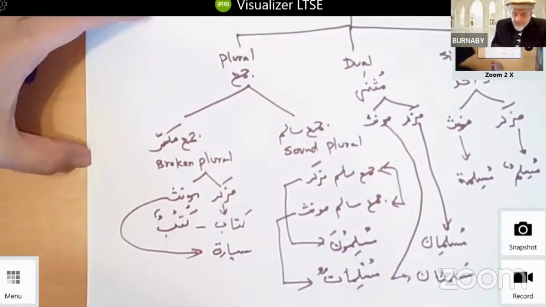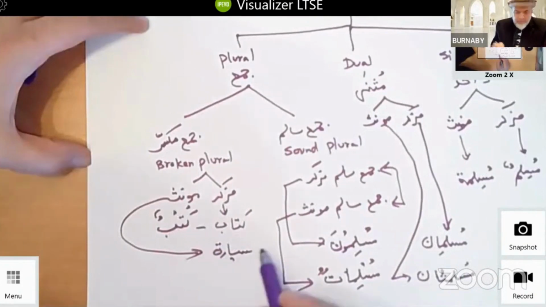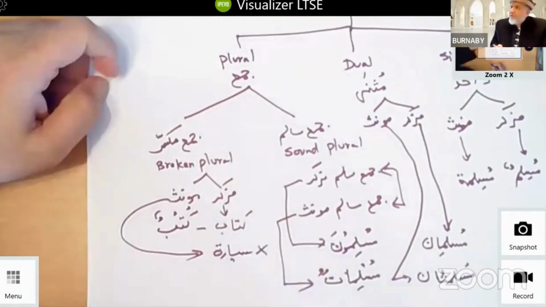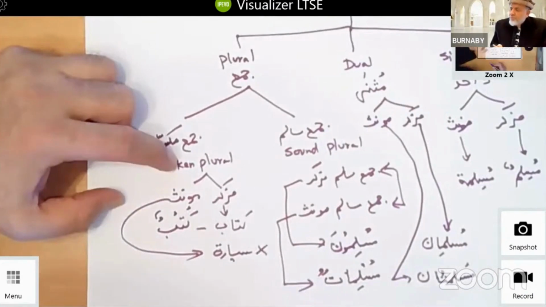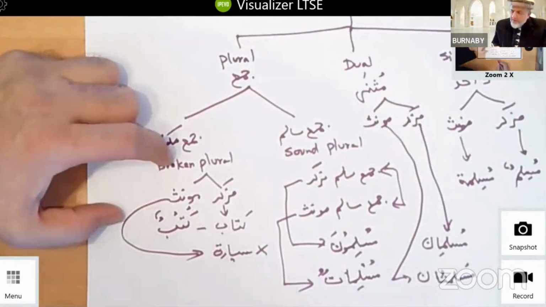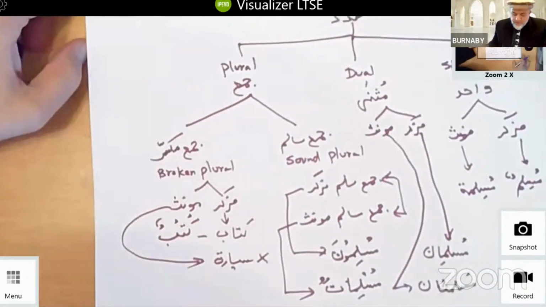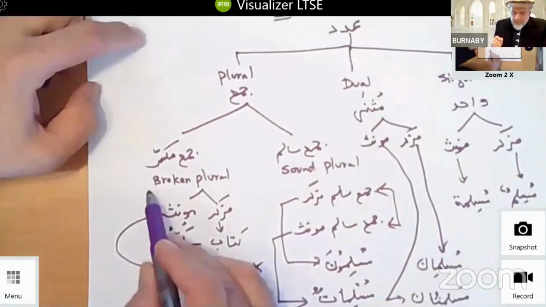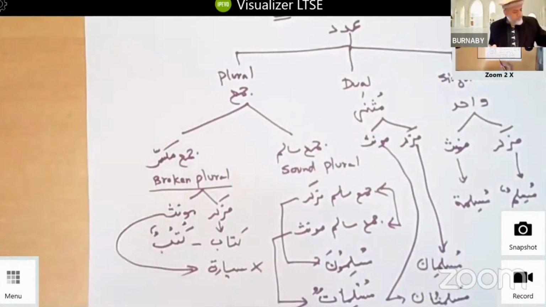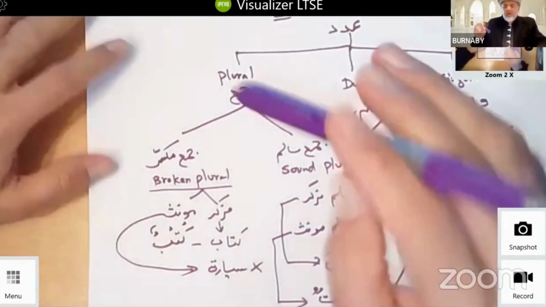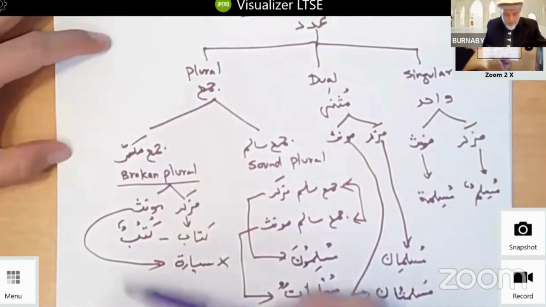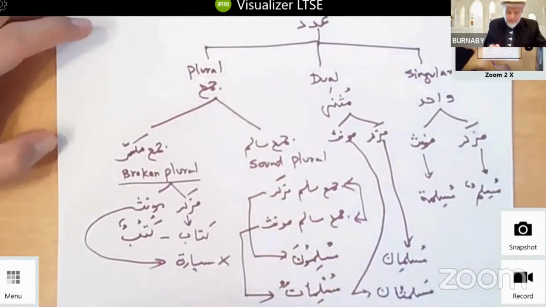But sayyaratun is not a broken plural. This is the wrong example. What is the feminine? I can't think of a female broken plural. What about masajid? Masajid is muzakkar. Okay, I'll give it to you, but there is also a broken plural muannas example which just skipped my mind.